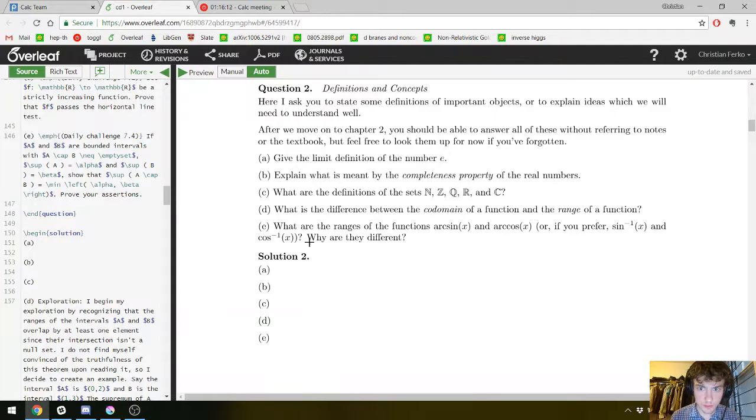Okay, what other questions? Can you explain the difference between the codomain of a function and the range of a function? I don't believe I have a formal definition of these, but the codomain is effectively what set it operates on. So that would be one of the sets we just described. And the range is what values it outputs.